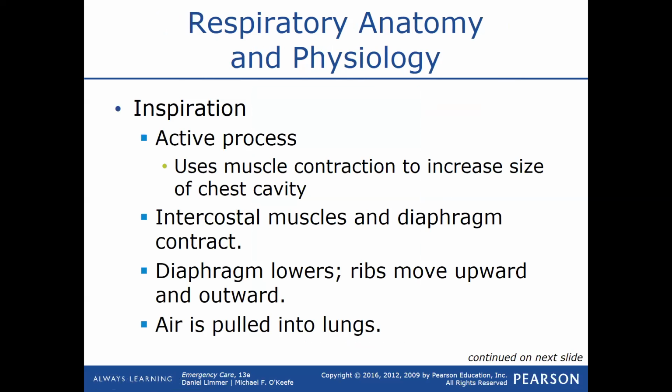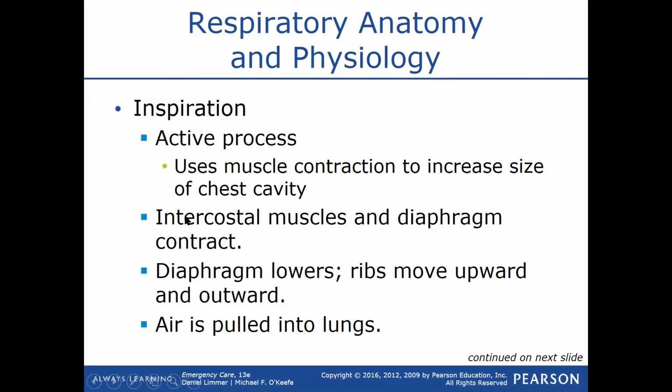Okay, so it's an active process. That just means that you have to use your muscles. You have to work to breathe in, all right? It uses muscle contractions to increase the size of the chest cavity, and that's where our negative pressure is created. Intercostal muscles and diaphragm contract. So these are your main muscles that you use during normal respirations.